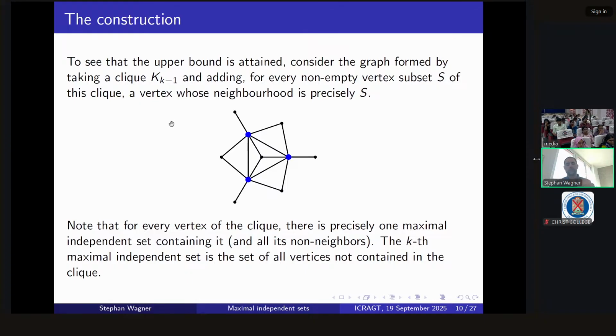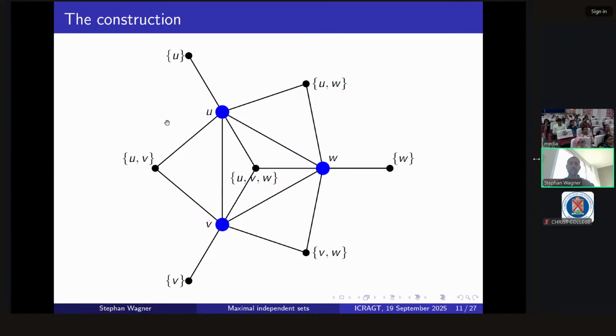So this is the construction, works for every fixed k, gives me a graph of order 2 to the k minus 1 plus k minus 2 that's connected and has exactly k maximal independent sets. Here it is again, just a bit bigger. So I start with a clique on 3 vertices. That's the case where k is 4. So a clique of k minus 1 vertices, in this case 3.